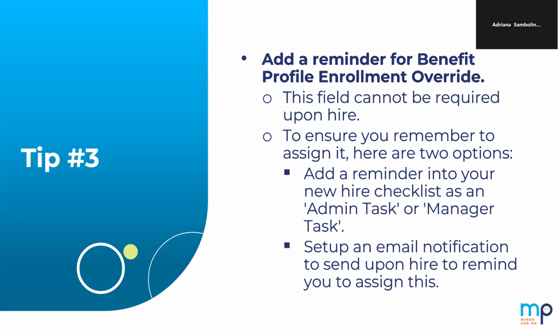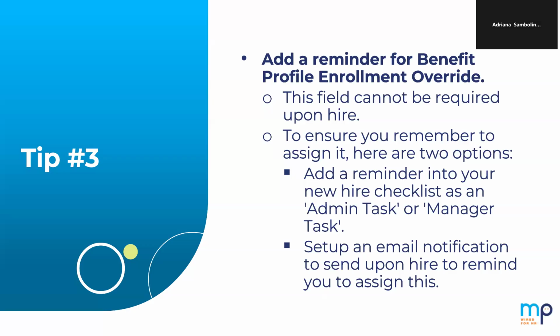Because otherwise you're telling the system, hey, maybe you're 30 days first of the following month. So during that time, they're not eligible. They won't be able to see any of the plans. So using the override gives you the opportunity to put dates in there to allow them to select their benefits during that time. So for this, I would recommend adding this in the new hire checklist.